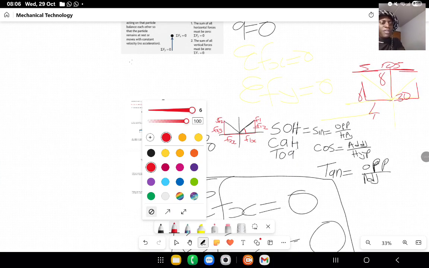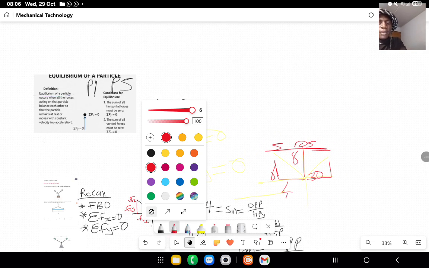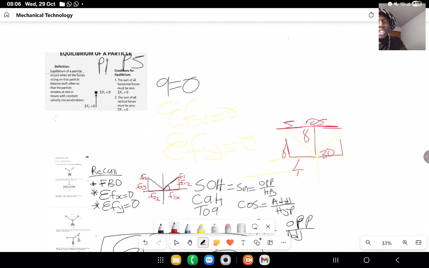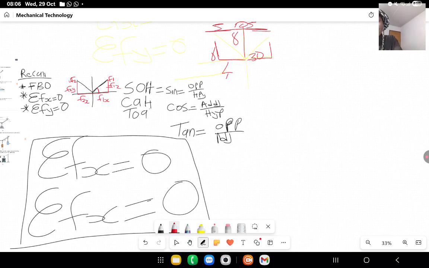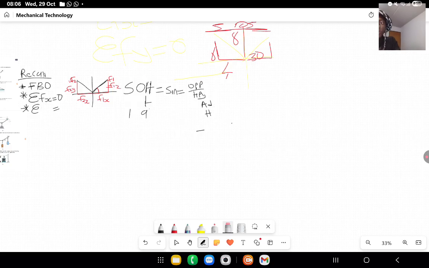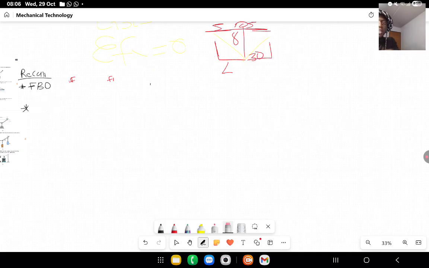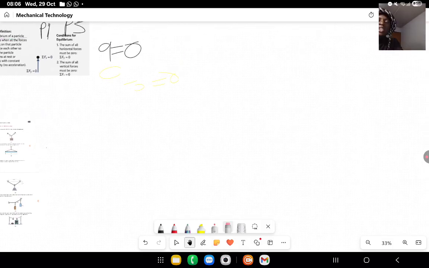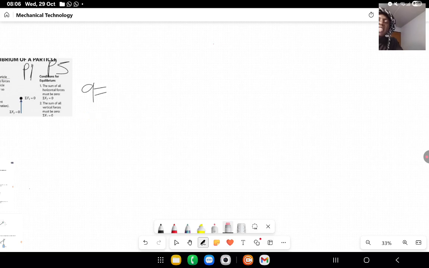We must know the condition first, even the definition. You must know how to draw the free body diagram. If you know how to draw the free body diagram, it's child's play. Now you know how to answer because you know all the forces. The free body diagram shows all forces acting on the object.